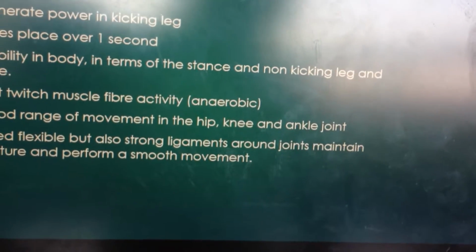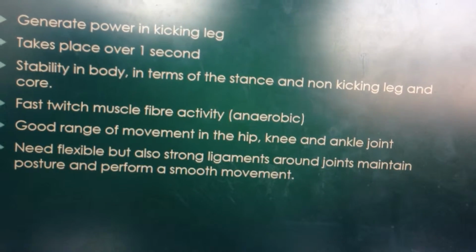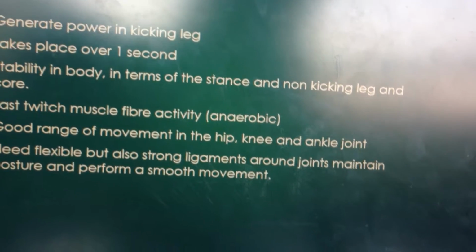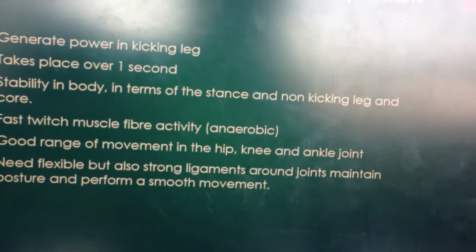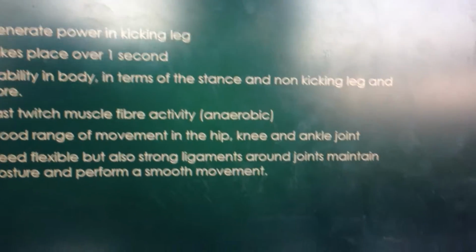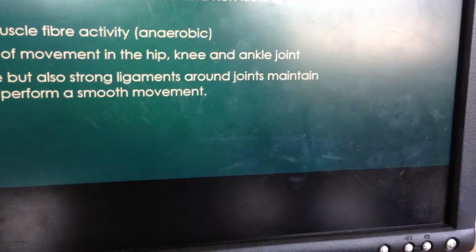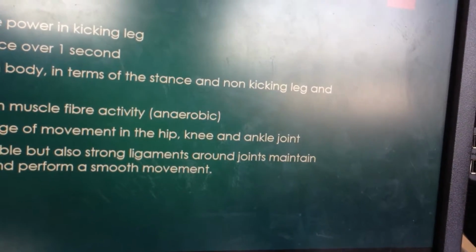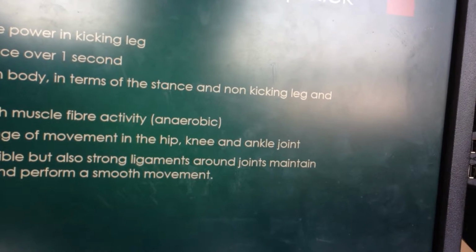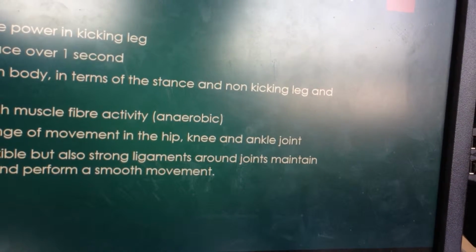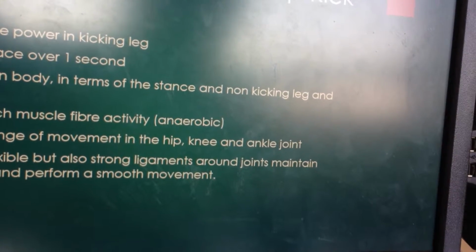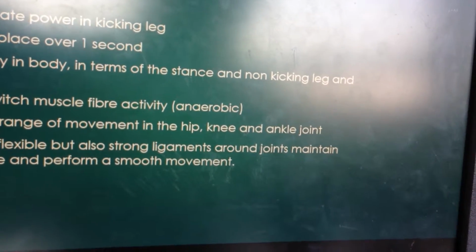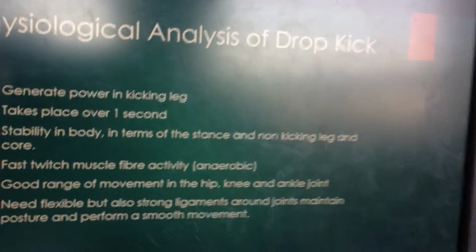Physiological analysis of a drop kick is generating power in the kicking leg, which takes place over a period of about a second. Stability in the main body of the core in terms of stance and non-kicking leg. Also, fast twitch muscle fibres are active in an anaerobic way. Good range of movement at the hip, knee and ankle joint are required. Also you need to be flexible and also have strong ligaments around the joint to maintain the posture and perform smooth movement.